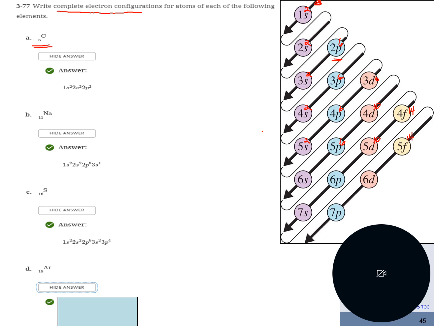Sulfur, I got to get to 16. So I start with the first arrow. There's 2. Here's 4. Here's 10, 12. And now it needs some from this one right here. But I don't need all of them. I just need a portion of it. And I'd end up with 3p4. Argon would be up to 18. Okay, and you just end up with 2 more than you had for the sulfur, and you'd end up with this electron configuration right here.